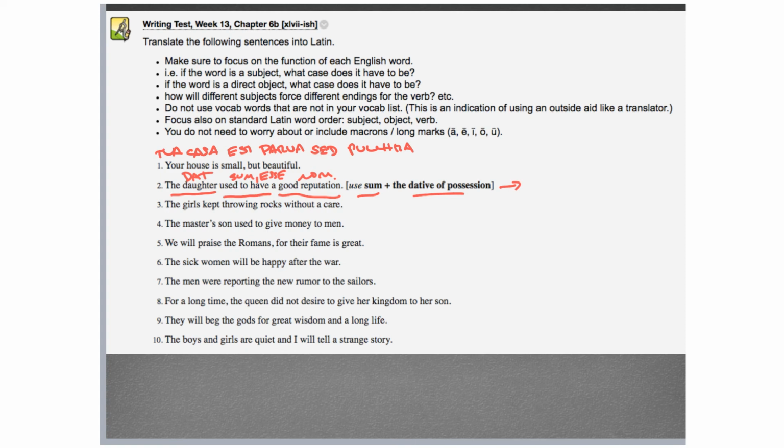All right. I'll do number 3. The girls kept throwing rocks without a care. Again, remember, this is a form of the imperfect. There is no helping verb here. All right, so girls, nominative plural. They're the subject. So puellae saxa. That's going to be rocks, my direct object. It's a neuter noun. That's why it's got that A ending. All right, sine cura, without a care. And then I'm going to go down the line. Iaciebant, with that NT ending because it is plural.